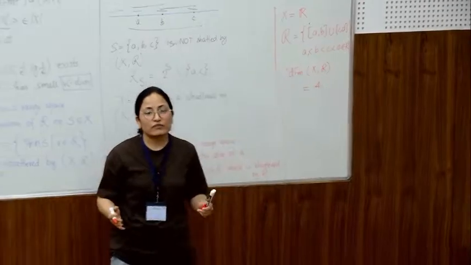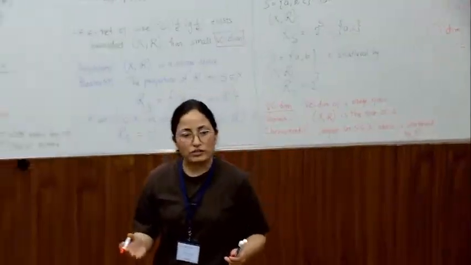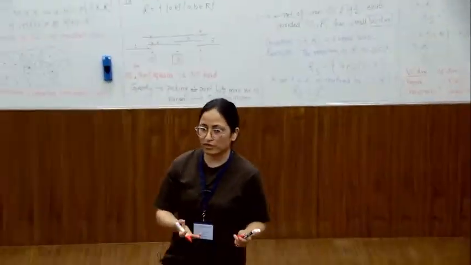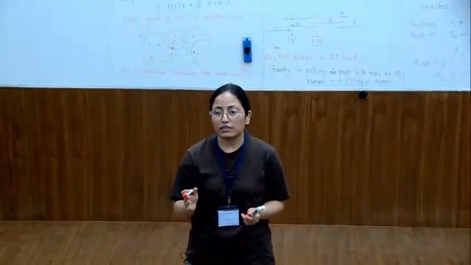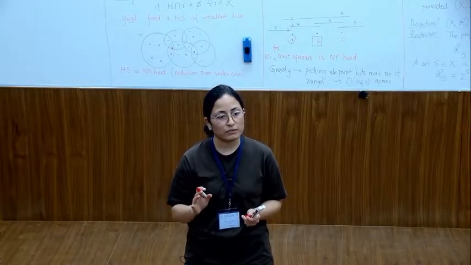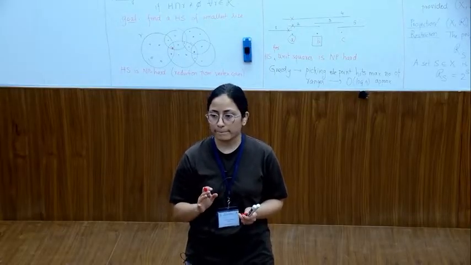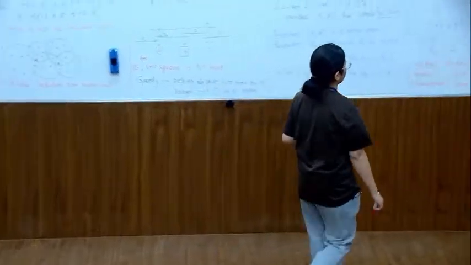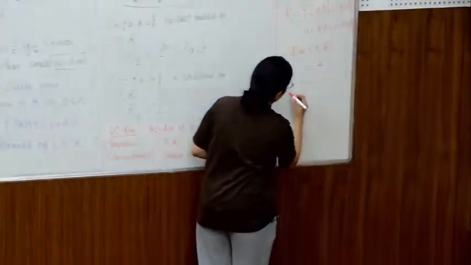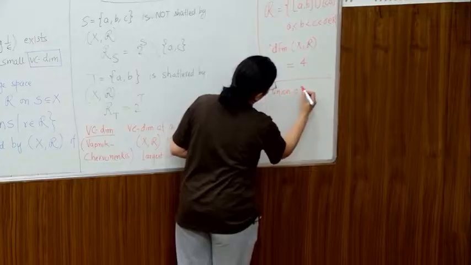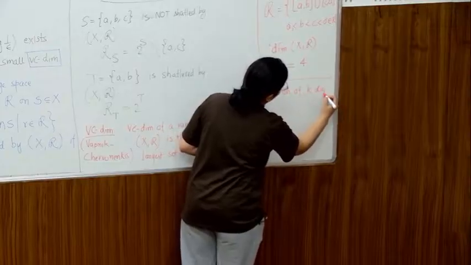So in general, if you take the union of k disjoint intervals, you can extend this idea to prove that the VC dimension will be 2 times k.